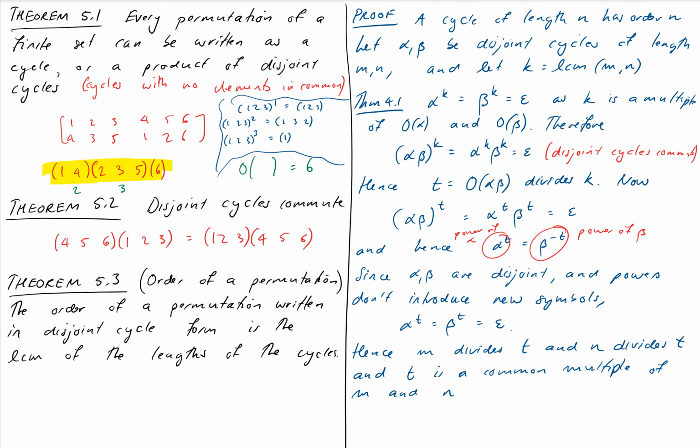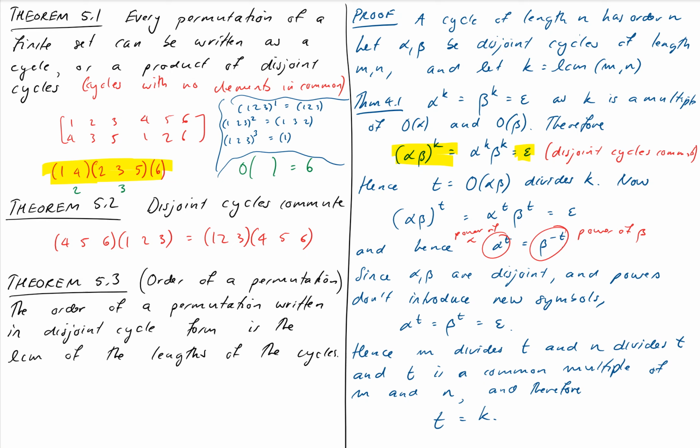But hang on, right at the start we said if we've got a common multiple, then the power is equal to the identity. So the lowest of these is k, and therefore we're saying that any common multiple gives us t divides k and k divides t, and therefore the order t equals k, which is what we require. How'd that work again? Well, t divides k, and t is a common multiple of m and n, therefore the only thing possible is that t equals k.